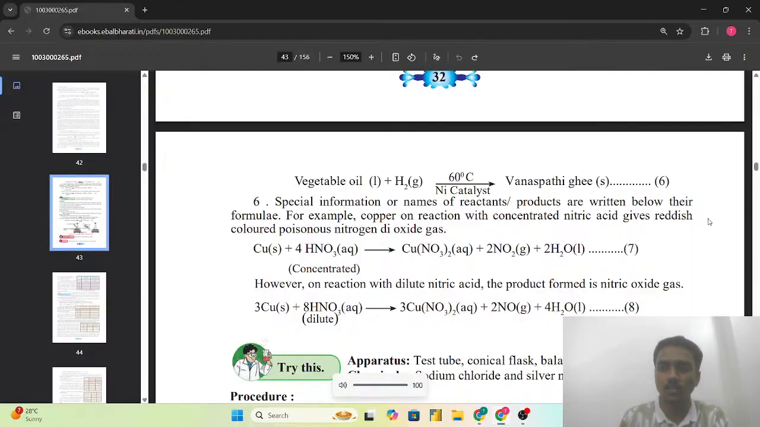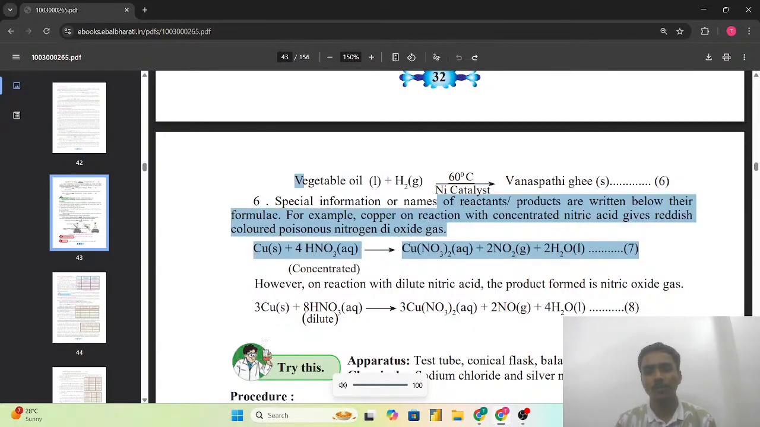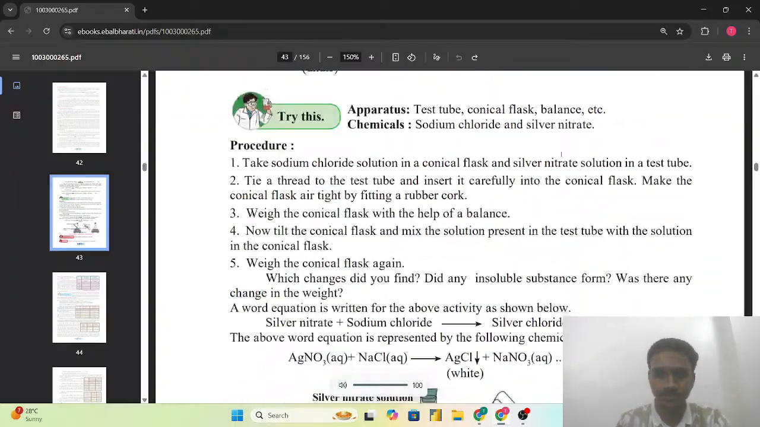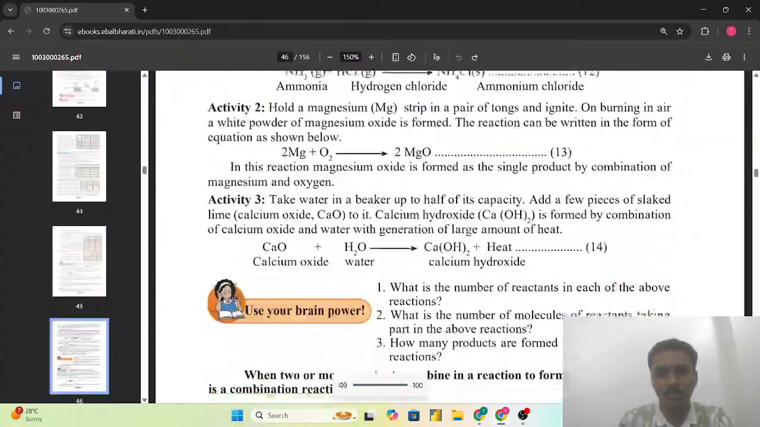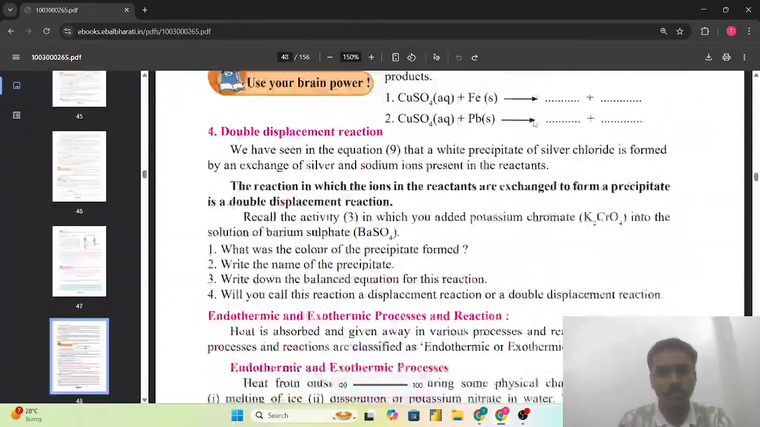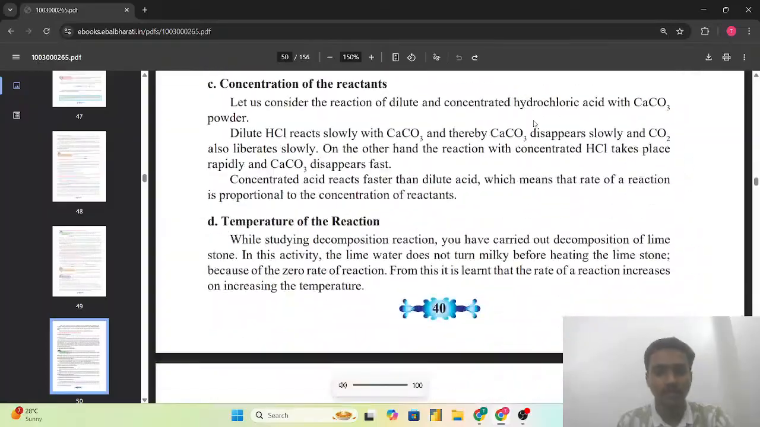So here is reaction number 6, that is vegetable oil reacting with hydrogen gas in the presence of 60 degrees Celsius and a nickel catalyst. So we are adding nickel as the catalyst here. Basically, nickel is also playing the role of a catalyst. It is increasing the rate of the reaction but does not make any chemical change in the particular reaction. So this we have seen about the catalyst.